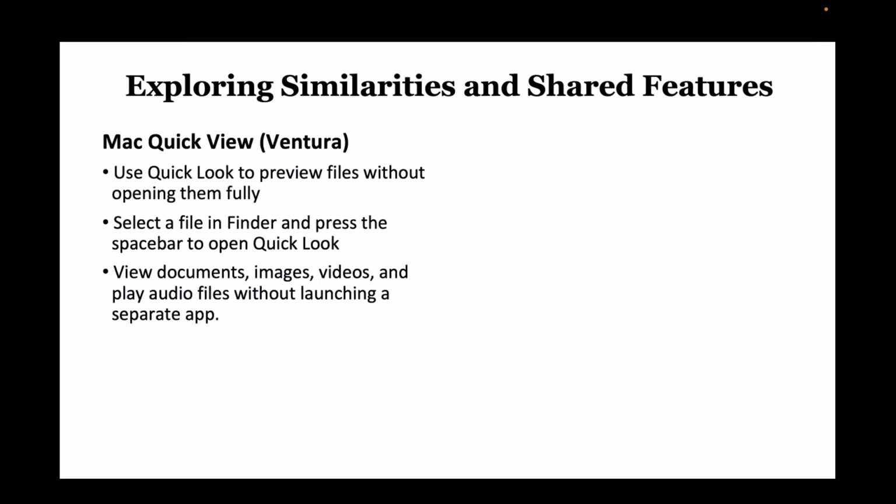If you need to view a file without having to open that file, you can use Mac's Quick Look. You use Quick Look to preview files without opening them fully. You can do so by selecting a file in Finder and then pressing the spacebar to open Quick Look. Here you can view your documents, images, videos, and play audio files without launching a separate app.